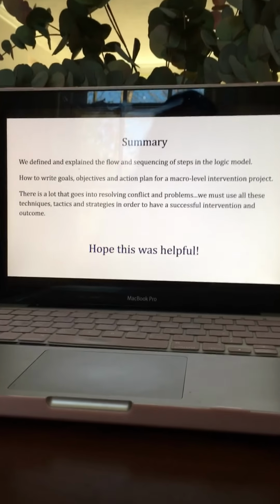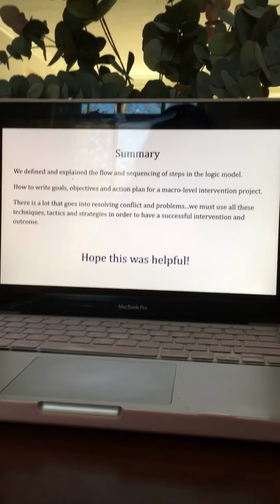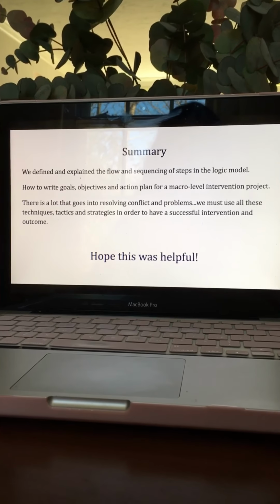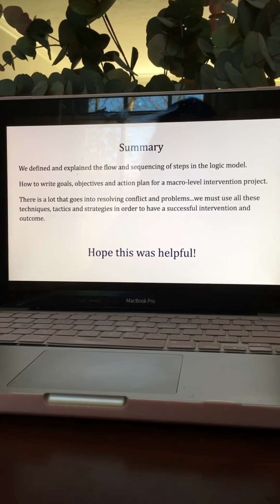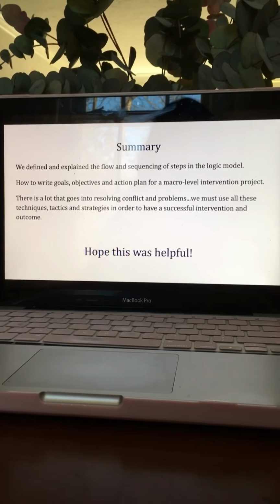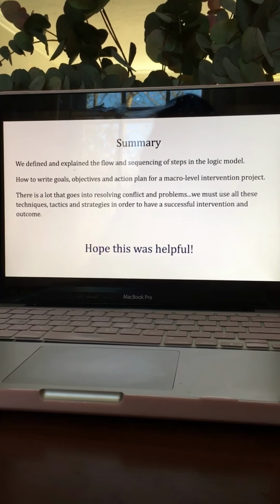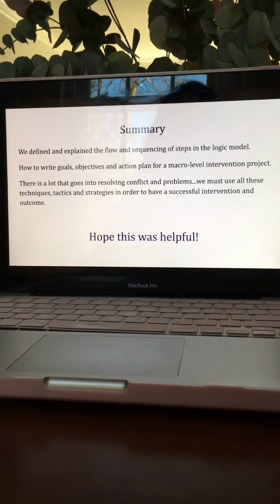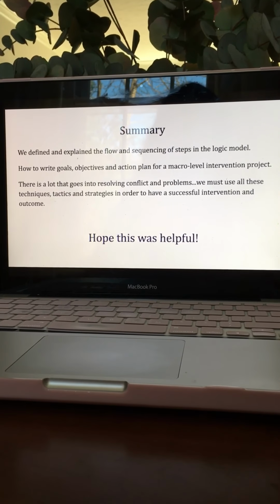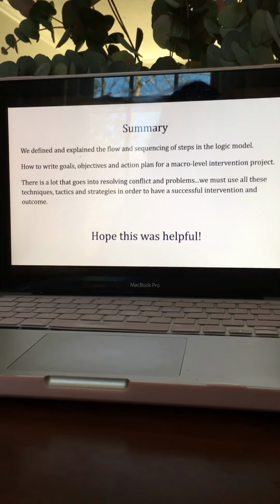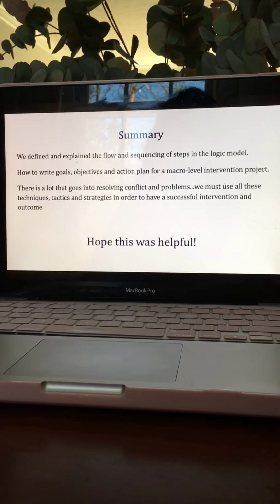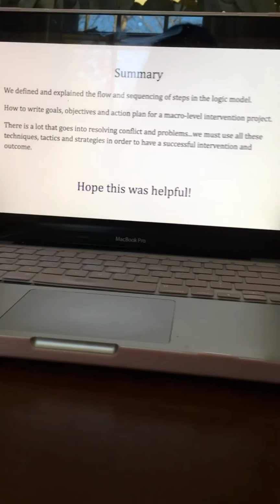So that pretty much covered everything from chapter 11 on planning and implementing the intervention. We defined and explained the flow of sequencing and steps of the logic model. We went through each task and discussed those, and how to write goals, objectives, and action plan for a macro level project, which we did go over. My final thoughts on this chapter were that there was a lot that goes into resolving conflict and problems. We must use all these techniques, tactics, and strategies in order to have a successful intervention and later a successful outcome. So I hope this was helpful.